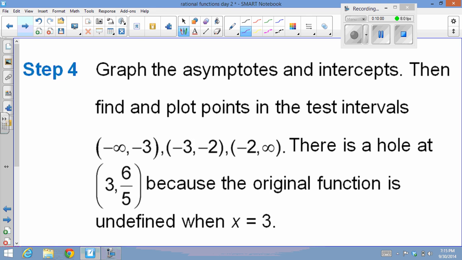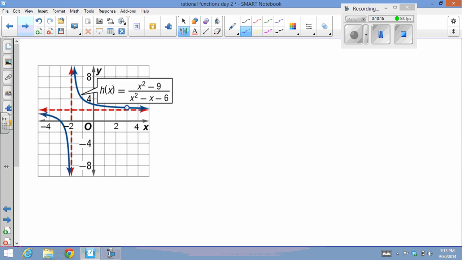From there, in order to graph it, I would need to graph my asymptotes, I would need to graph my intercepts, and then I would make a table, and I would plug different points into the different parts of the graph to find out what's going to happen. And once I've done all of that, that's what the graph should look like. It does look like a hyperbola.